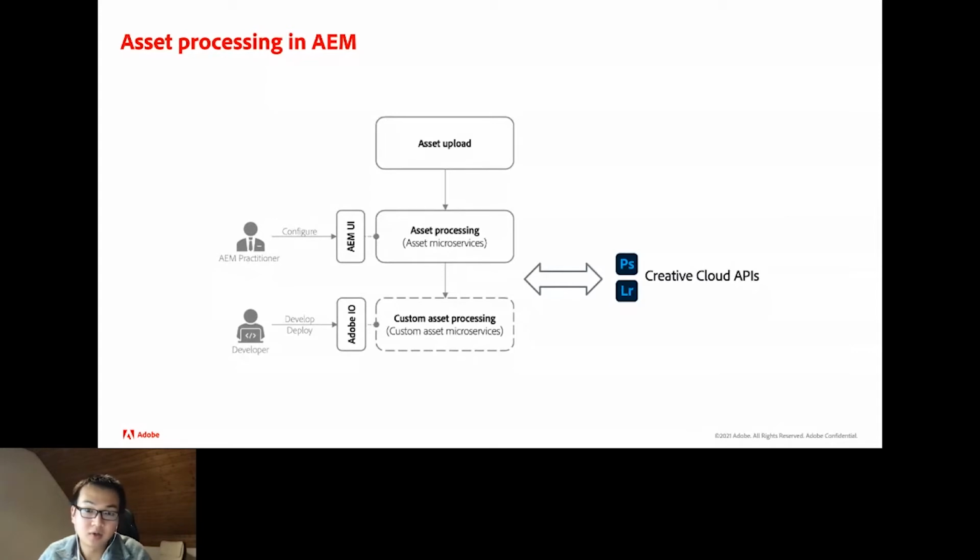One example, as you can see here, is to call Creative Cloud APIs. AEM provides content automation as an add-on, allowing you to configure your processing profiles that apply Photoshop Magics at scale. Today, we will focus on the custom processing layer, which allows you to do even more customized tasks.